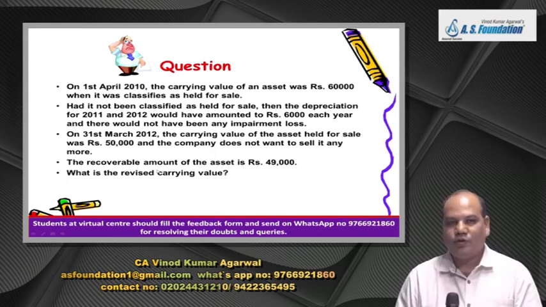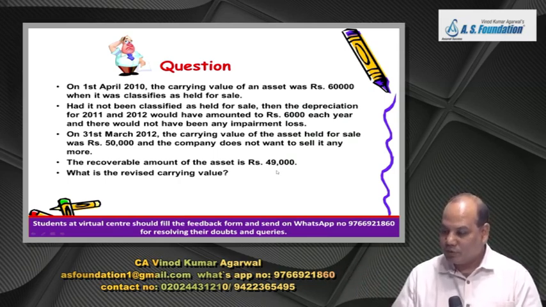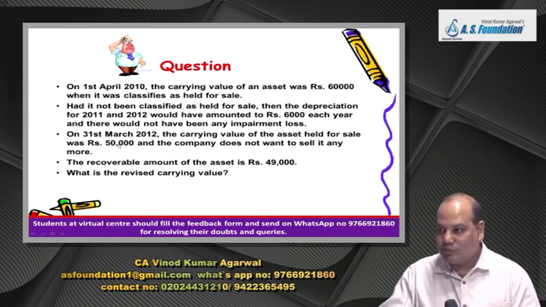One student is saying 49,000. Any other opinion? Lower of the two. 60,000 minus 6 minus 6, two times, is 48,000, and the recoverable amount is 49,000. So you will record the asset now at 48,000, but its book value is already 50,000. So what will you do? 2,000 loss.